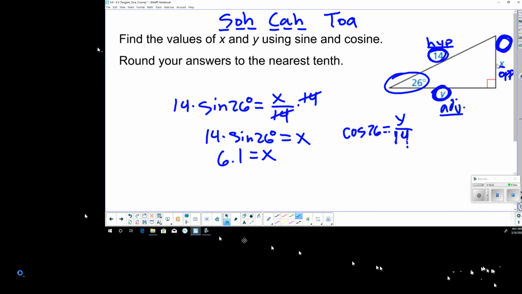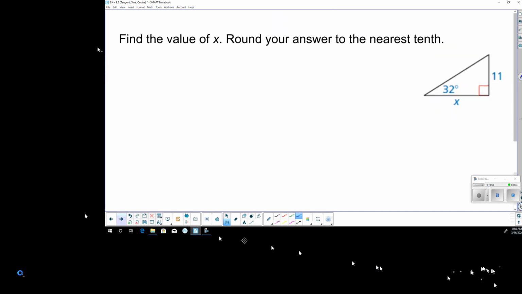Okay, now I just need to solve that equation. So all I'm going to do is times by 14, times by 14. Plug that in a calculator, so grab the calculator again, find the cosine button, and we're going to go 14 times the cosine of 26 degrees. And I get, for that one, that y is equal to approximately 12.6 is my answer. So using those trig ratios, we can solve for x or y.